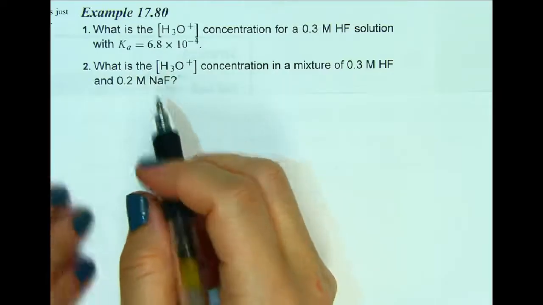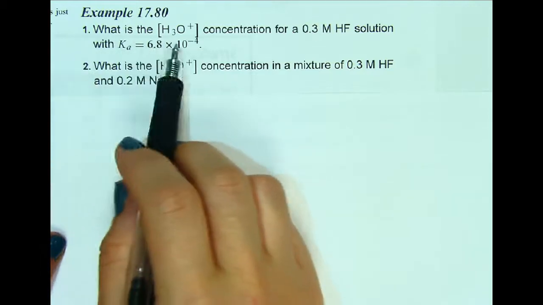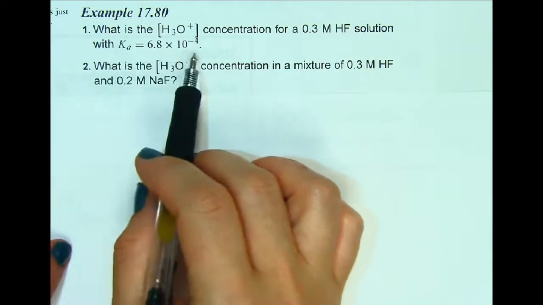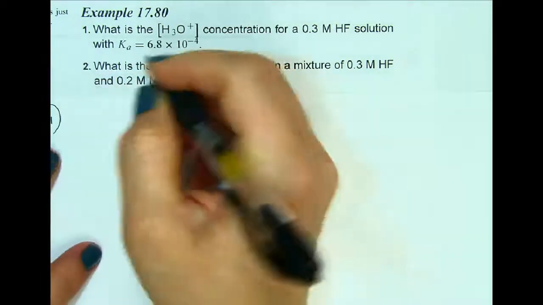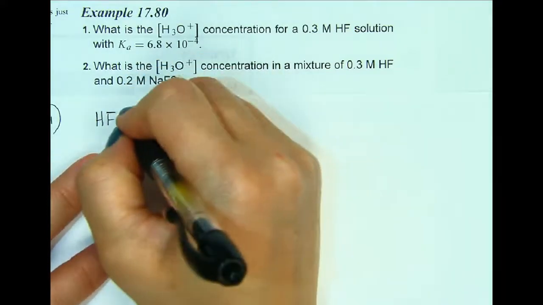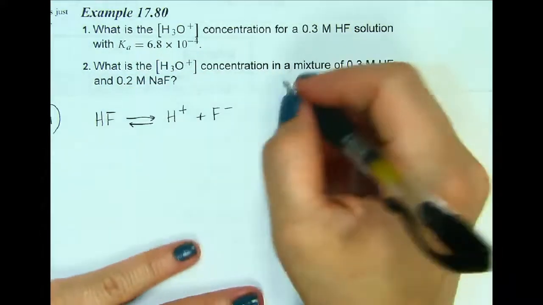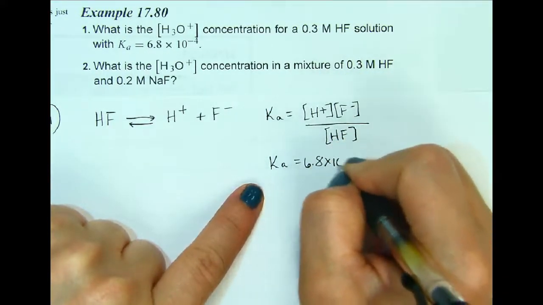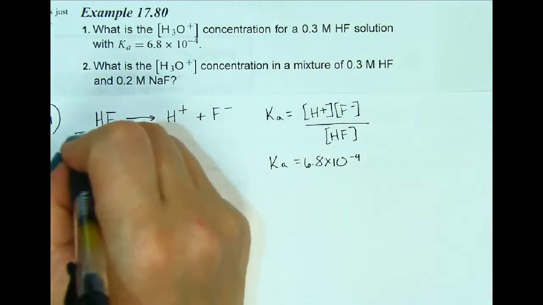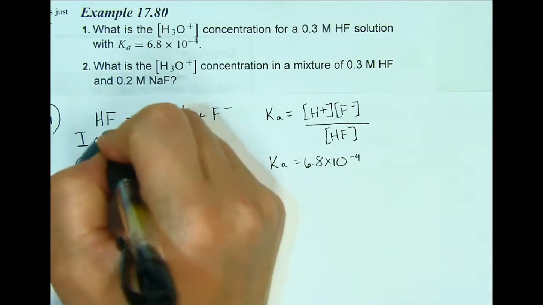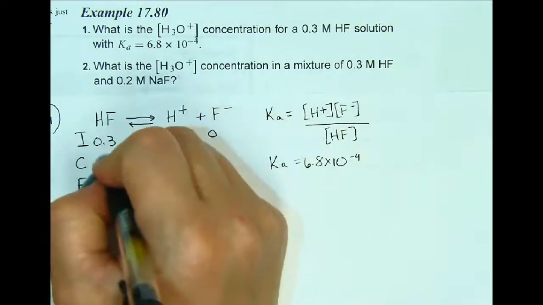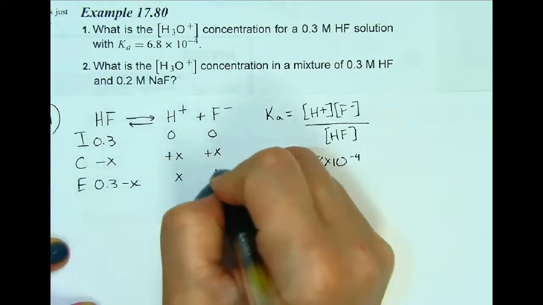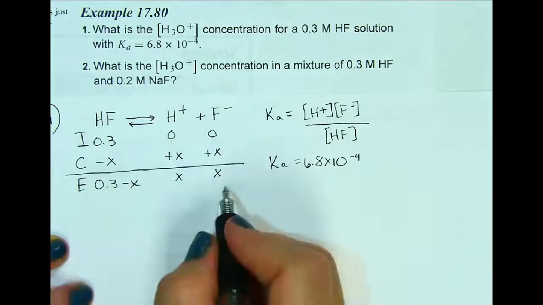Example 17.80, number 1: what is the hydronium concentration for a 0.3 molar hydrofluoric acid solution with a Ka of 6.8 times 10 to the negative 4? So here we'll do number 1. Write my hydrofluoric acid. Also going to write my law of mass action. And we have a Ka value of 6.8 times 10 to the negative 4. Initial concentration, here's my ICE table, is 0.3, and then these are 0, minus x, plus x, plus x, 0.3 minus x, x, x. So here is at equilibrium.